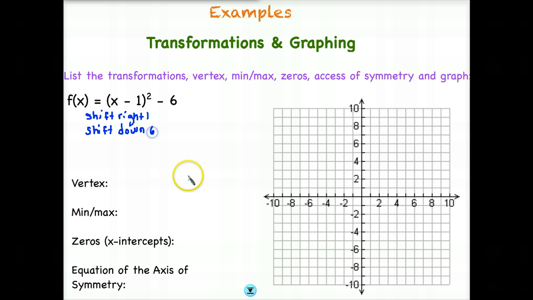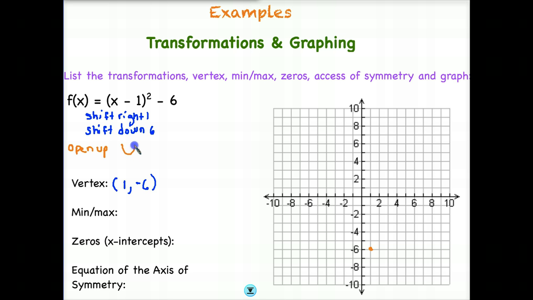And if you would like to try this on your own, pause the video and go ahead and see if you can graph it and identify the key points, and then come back in and see if you got it right. Our vertex, well, we have a shift right 1, so we have a 1 here, opposite sign, and we have a shift down, so our vertex is at (1, -6). Which I will go ahead and graph since I'm thinking about it. I also know that since the a value is positive, this function is going to open up.